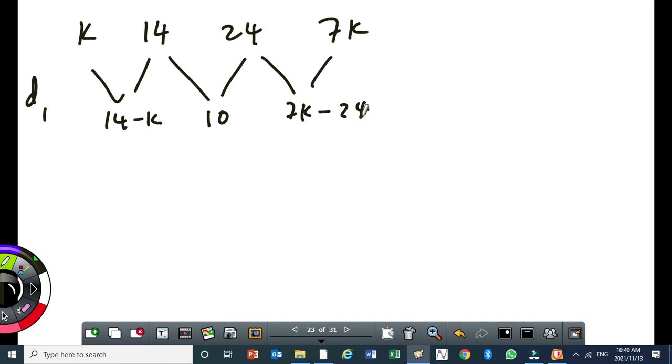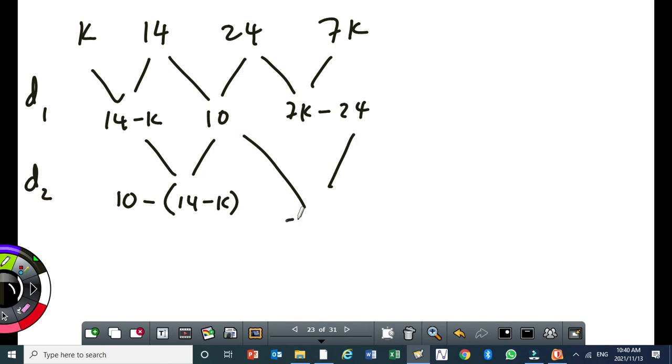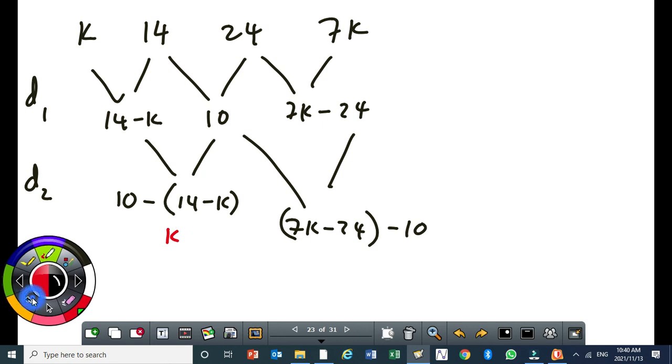If I follow that, then my D2 is going to be 10 minus that. Now, let me write it as 10 minus 14 minus K, and then that will be 7K minus 24 minus 10, which I can simplify. Okay, so this is the same as K plus, so it will be K minus 4. Right? And this one here becomes 7K minus 4.